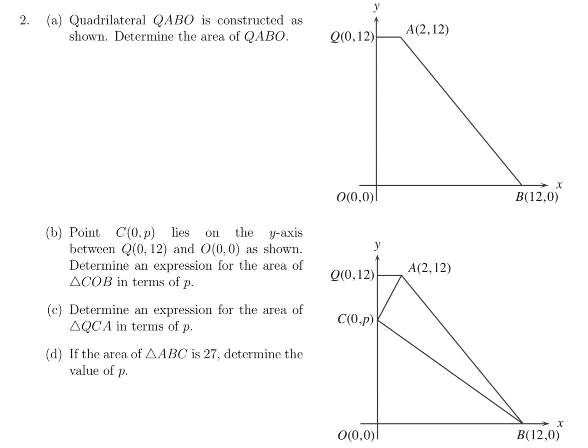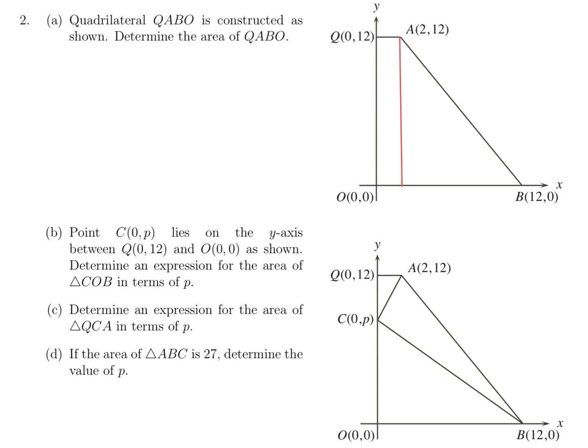QABO is constructed as shown. Determine the area. All right, so in this diagram, we have this nice little graph, and we are told to figure out the area. And the first thing I'm going to do is cut it into two segments. So one being a rectangle and another segment being a triangle.